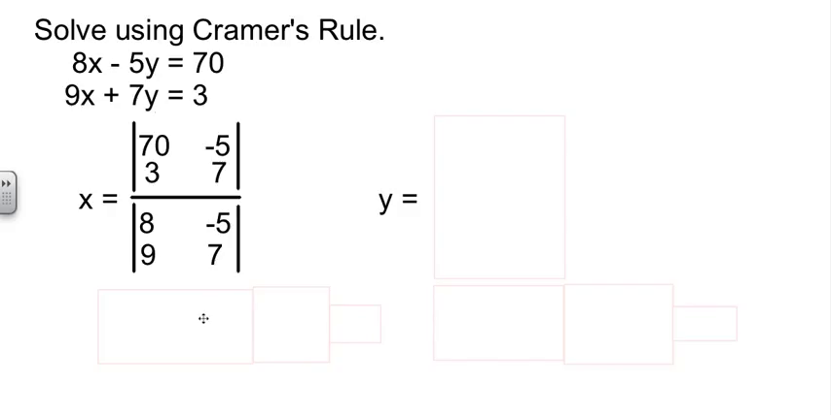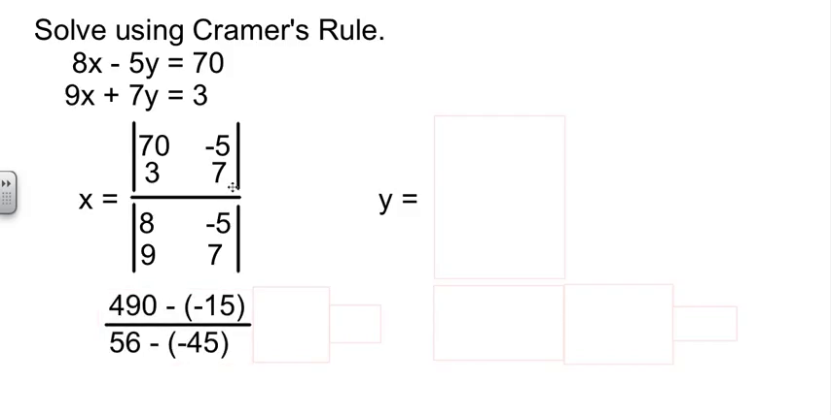Well, now we can do this arithmetic. 70 times 7 minus negative 5 times 3. 8 times 7 minus negative 5 times 9. My trusty calculator helps me out and gets me to a final answer of 5.